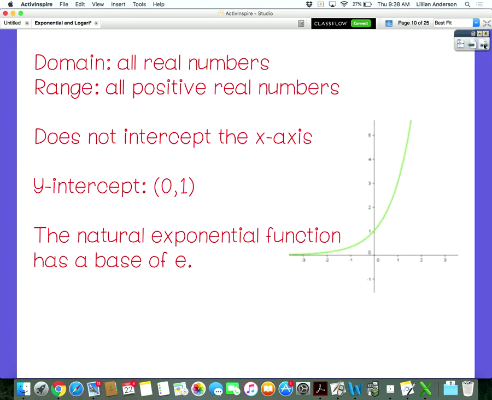Now we kind of talked about this already when we were reviewing exponential functions, but your domain is all real numbers. Your range is all positive real numbers. There is no x-intercept because there's an asymptote there. You have a y-intercept at 0, 1, and there's a special type of exponential function that has a base of e. E is one of those special exponential functions that also represents exponential growth.